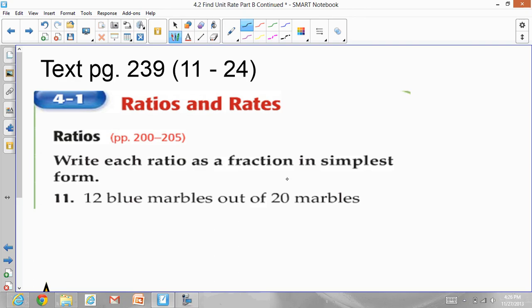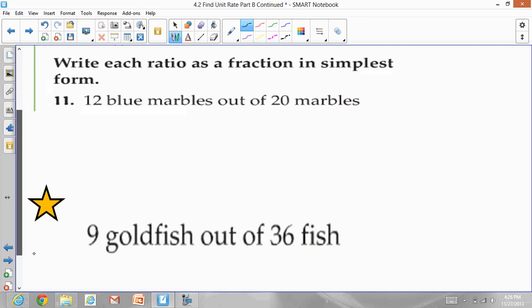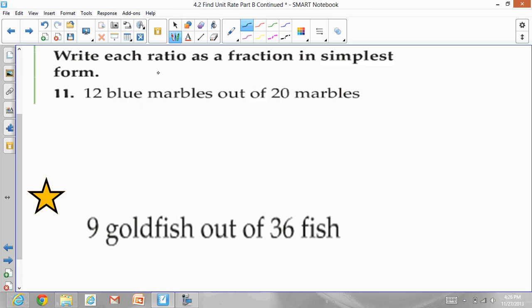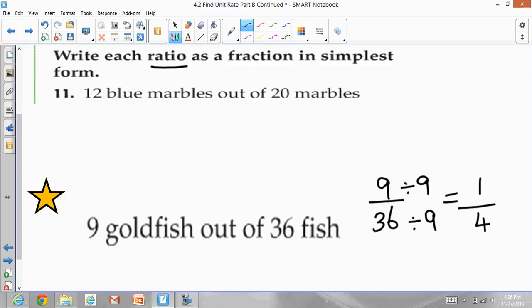Write each ratio as a fraction in simplest form. This is just a quick review from the textbook. So you want to write the ratio. A ratio is a comparison of two items. So you want to write 9 goldfish out of 36 goldfish, and you write it in the simplest form. They both can be divided by 9. 9 divided by 9 gives you a 1. 36 divided by 9 gives you a 4, which is the answer.